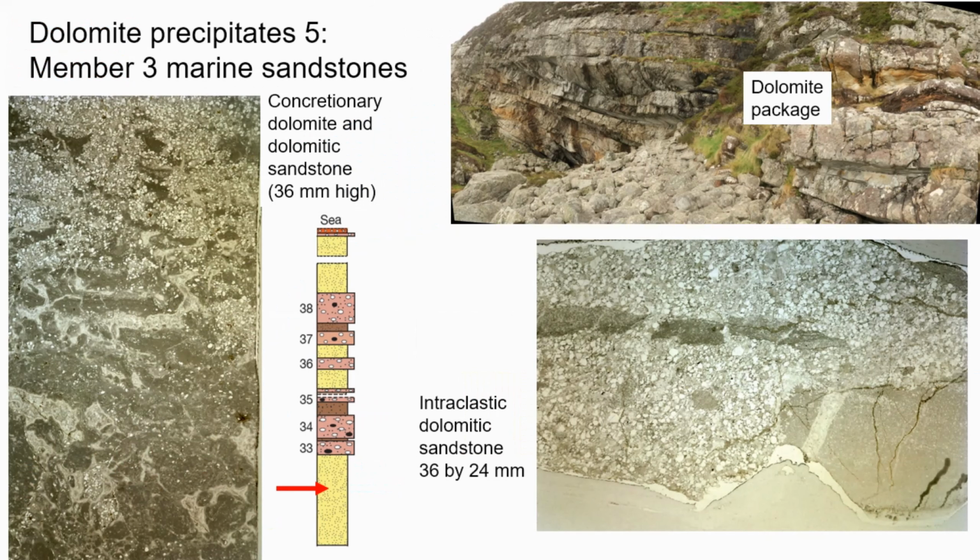Back in the Port Askaig Formation, Member 3 contains some thick sandstones with evidence of tidal activity, therefore marine. Dolomite occurs as meter-scale bedded horizons in a few locations. The left-hand photo shows that it forms precipitates that displace sand grains and even cause fracturing, indicative of high supersaturation. The precipitates are again reworked into intraclasts.